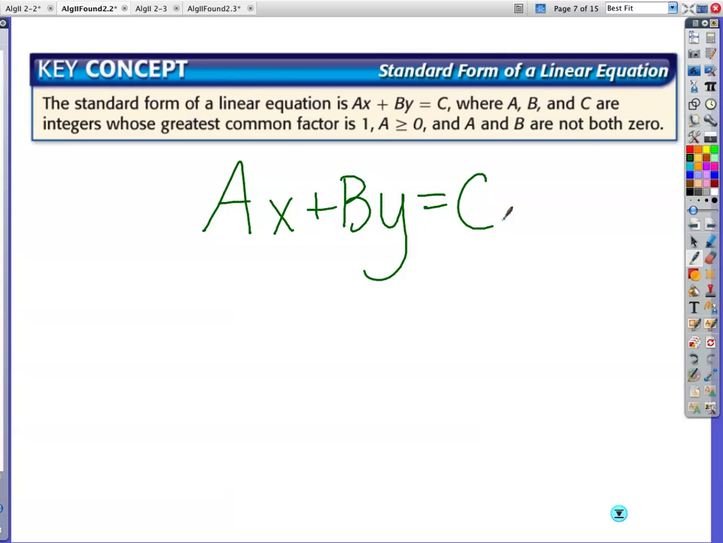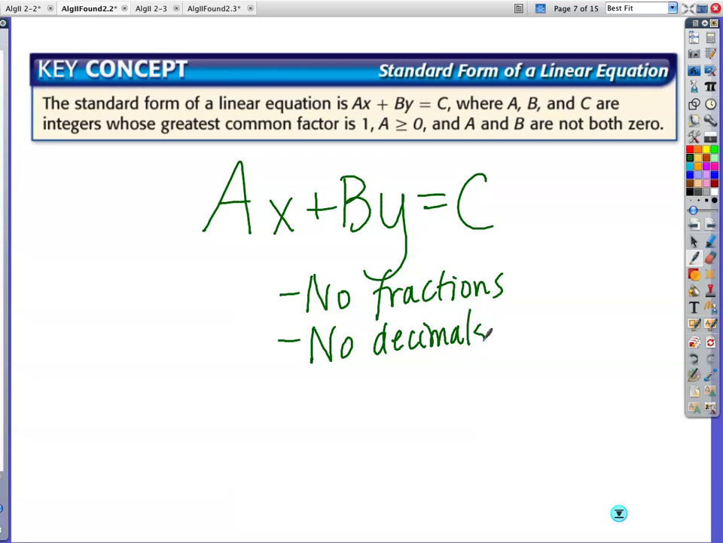What's standard form? Standard form: ax plus by equals c. Notice, a, b, and c cannot share a common factor, basically saying their greatest common factor is 1. No fractions. Okay? No decimals for a, b, or c.